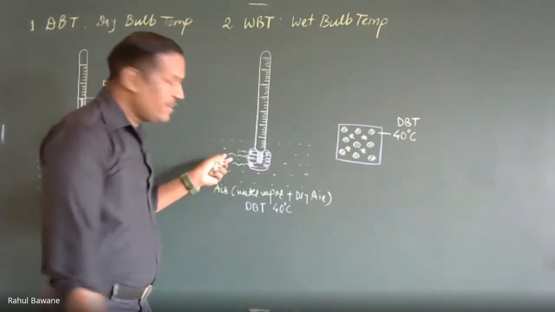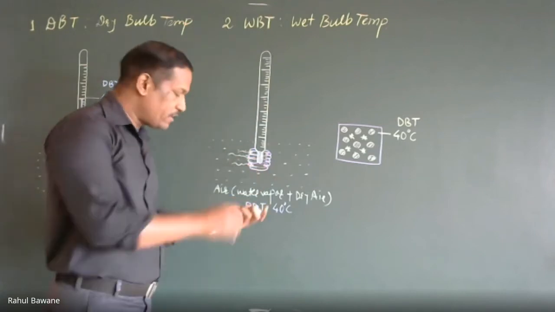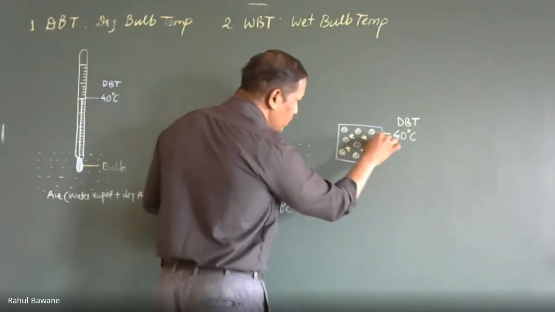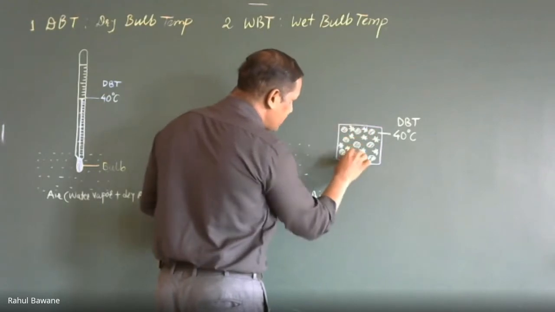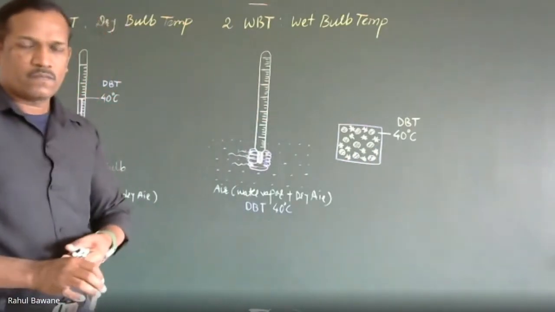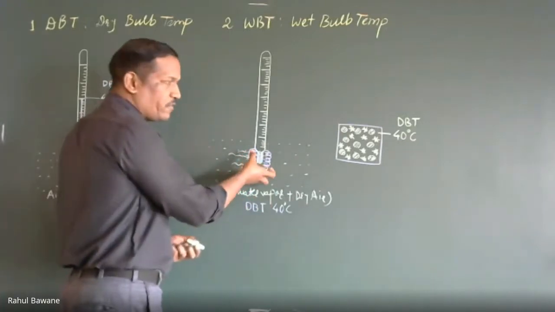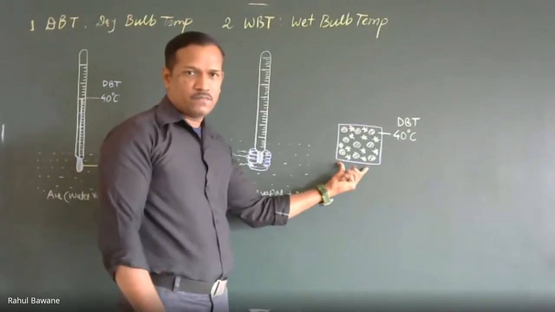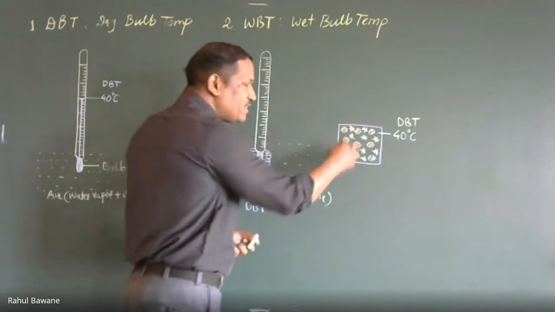Now when this air comes in contact with this wet cloth, moisture will be added into this air. So moisture content will increase. So now water vapor content is increased. The same volume, same air, but when it comes in contact with the wet cloth, water moisture is absorbed in this air, and due to this its temperature decreases.